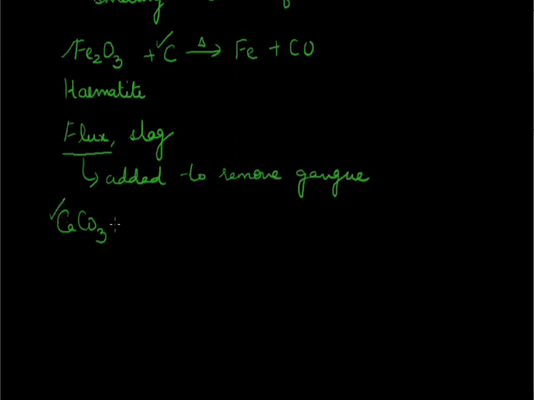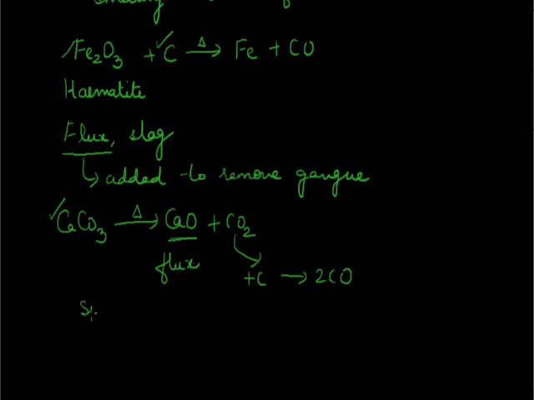Because this process employs heating in the furnace, limestone gets heated, it converts into calcium oxide, giving out carbon dioxide. This carbon dioxide again reacts with carbon. It converts into carbon monoxide, which is also utilized as a reducing agent. And this calcium oxide liberated here acts as flux. The impurity generally associated with hematite is silica, SiO2, which is acidic in nature. So the impurity is acidic, the flux is basic because it is a metal oxide, it is basic in nature.